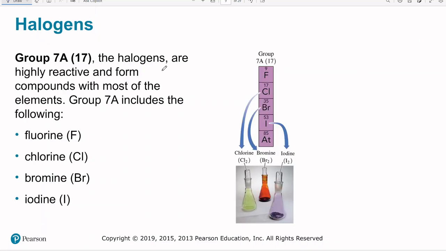The halogens are in group 7A. They include fluorine, chlorine, bromine, iodine, and they tend to gain an electron and form anions.